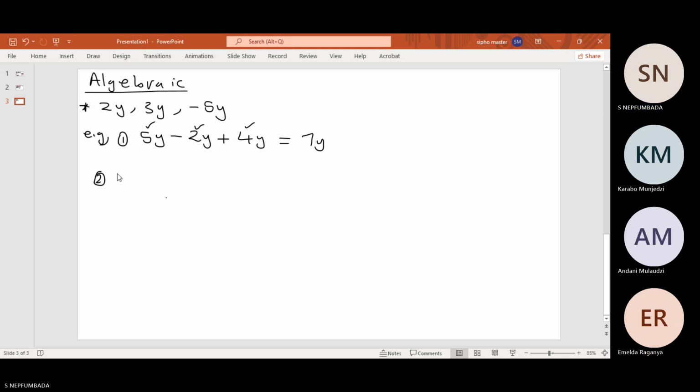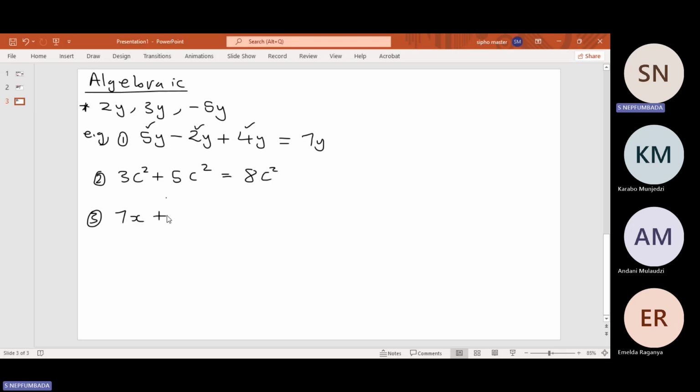Yes. Let's say you have 3c squared plus 5c squared. This is equal to 8c squared because they are like terms. I think those things you did in high school.